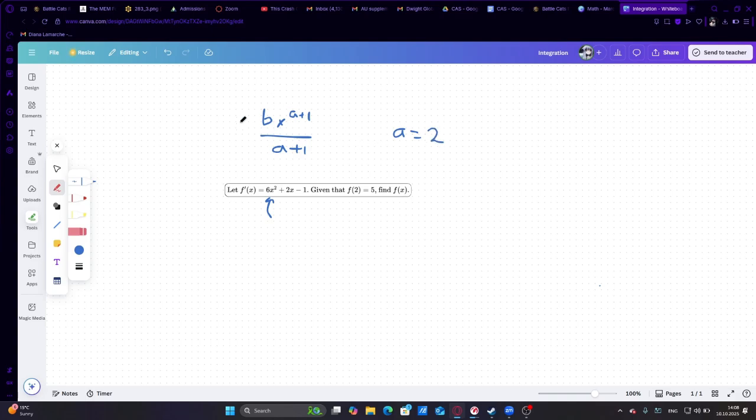Now, what is b? Well, b is just the number that's in front of x normally. So yeah, let's look at 6x². When a is 2 because the exponent is 2, b is 6 because the number that's in front of the x is 6. What would be for this?